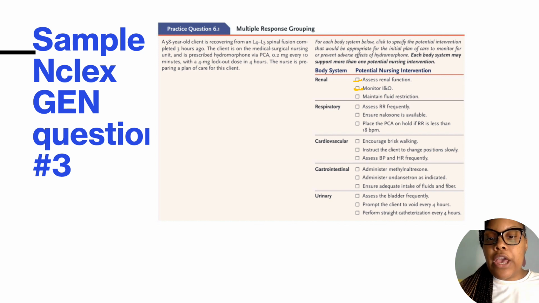Will we place the PCA on hold if the respiratory rate is less than 18? No. The respiratory rate would have to be lower than 12, all right? For it to be considered respiratory depression.